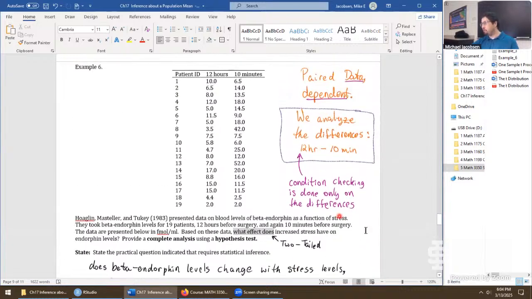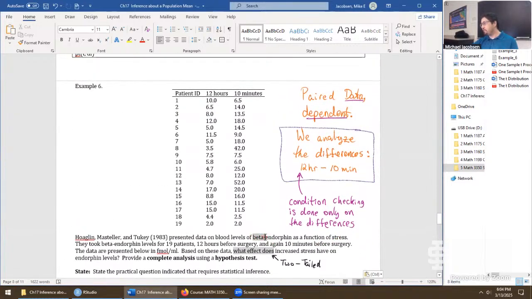We're looking into the role of beta endorphin levels in the blood and its role on stress. The interesting way that they measured stress is the researchers here took 19 patients about to undergo a surgery. And this is a real study. I need to look into this. I'm kind of curious what the full study would have looked like. I'm assuming the surgery was serious. Maybe everyone was doing an ACL ligament repair, something like that that's very comparable.